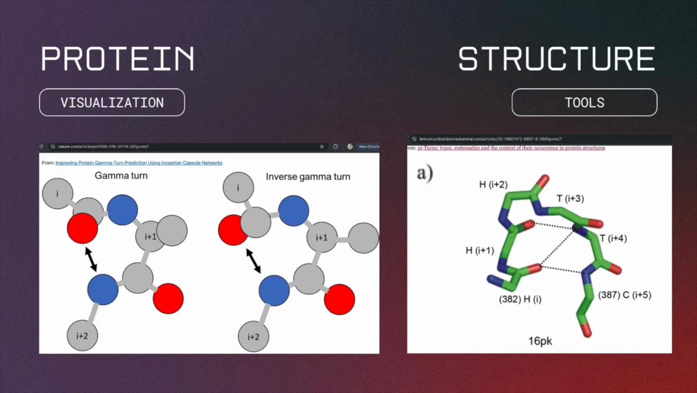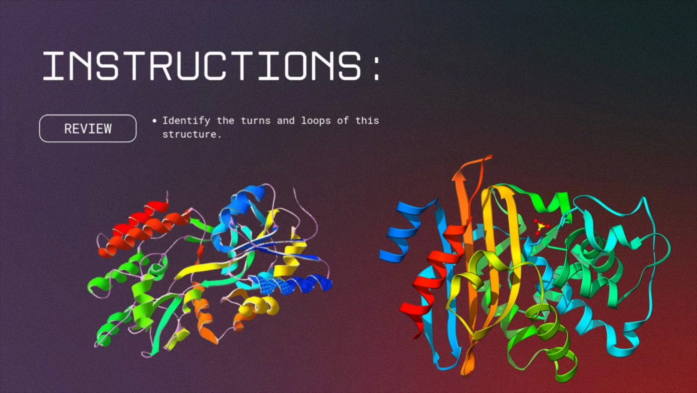To explore loops and turns in real proteins, we can use molecular visualization tools like PyMOL or Chimera. With this, you can label loop regions, identify specific turns, and predict how mutations might affect them. To review, here's a structure. Can you identify a turn, a loop? Which type of turn is likely here based on the residue spacing?